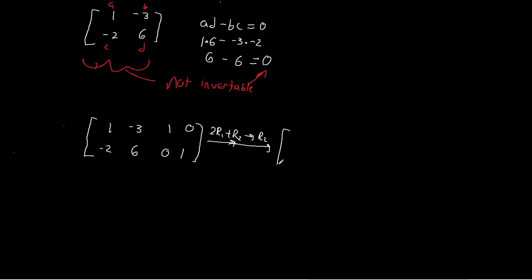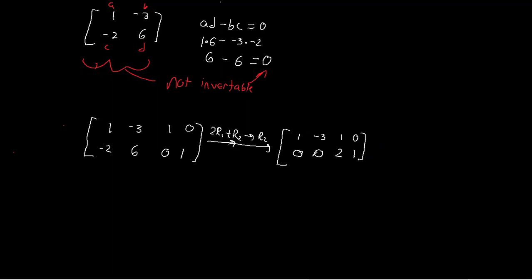So if we do that, we're not changing the first row. The second row, 2 times 1 is 2, plus -2, this becomes 0, which is just what we wanted. 2 times -3 is -6, plus 6, this is also 0. 2 times 1 is 2, plus 0, this becomes 2. And then 0 times 2 is 0, plus 1 is 1. Now you can probably already see the problem here, but let's continue on with the process.